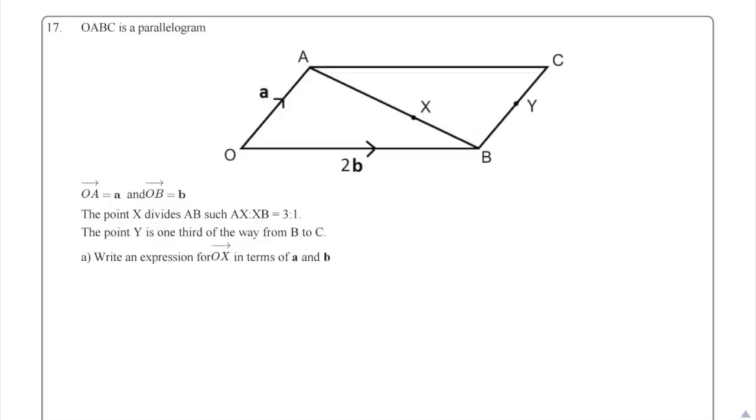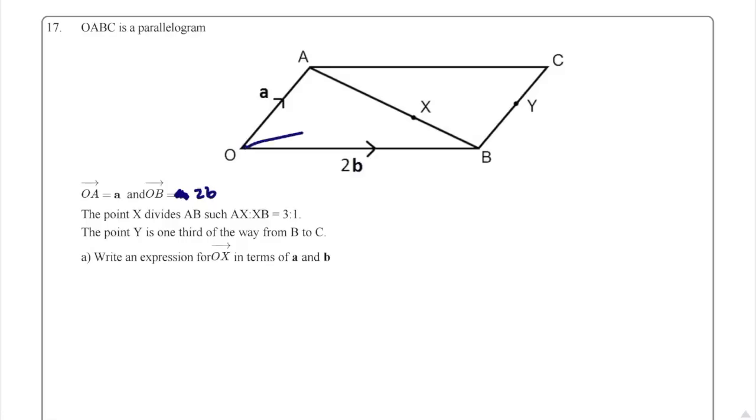Question 17, OABC is a parallelogram. We're told that the vector OA is equal to A and the vector OB is equal to B. Now there's a bit of a typo there. That should be 2B, as shown on the diagram. The point X divides AB such that AX to XB is equal to 3 to 1. The point Y is 1/3 of the way from B to C. Part A says write an expression for the vector OX in terms of A and B.